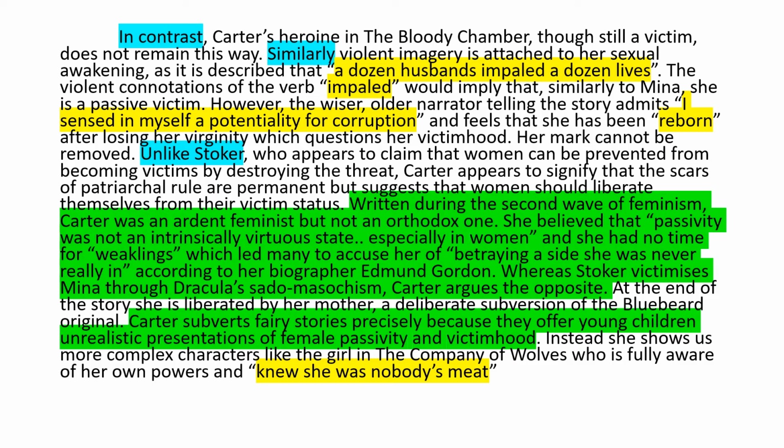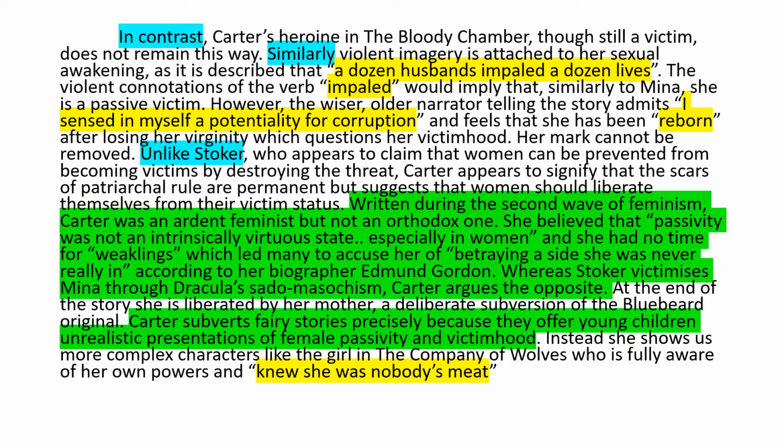She also references her biographer, again hinting to the examiner that this student has got a wealth of contextual information beyond what she's merely writing. And this allows her to draw interesting comparisons. Whereas Stoker victimizes Mina through Dracula's sadomasochism, Carter argues the opposite. And so she then makes reference here to how, at the end of the story, she's subverted the ending of the Bluebeard story. So referencing the Bluebeard original would also be context.